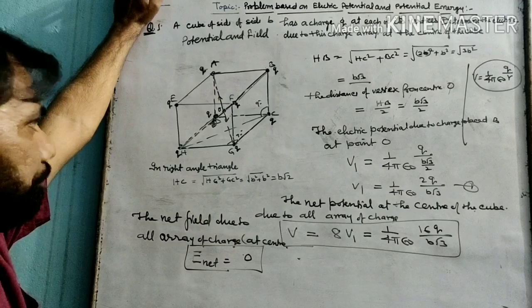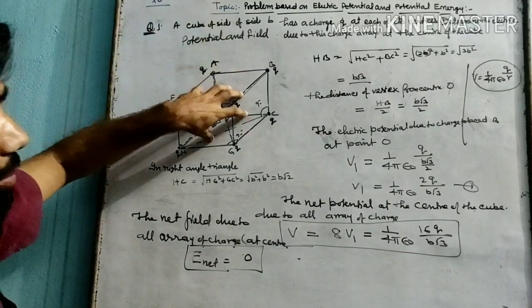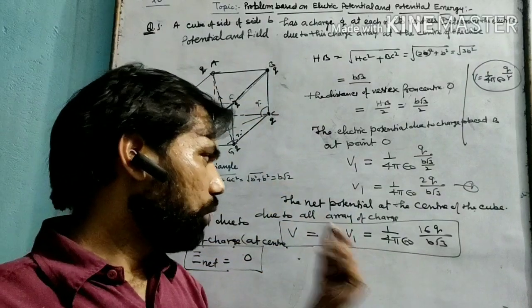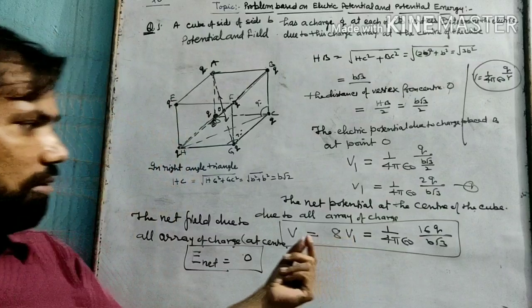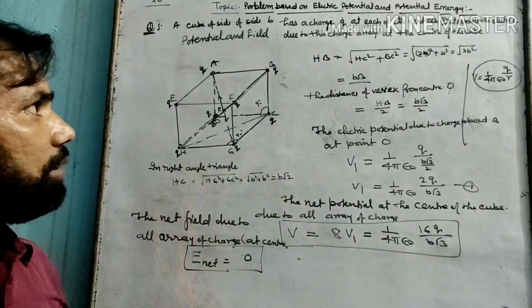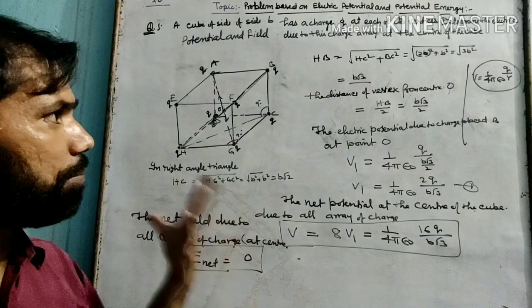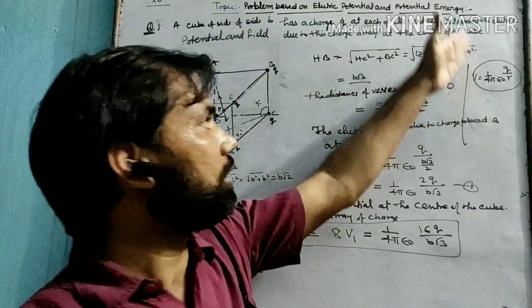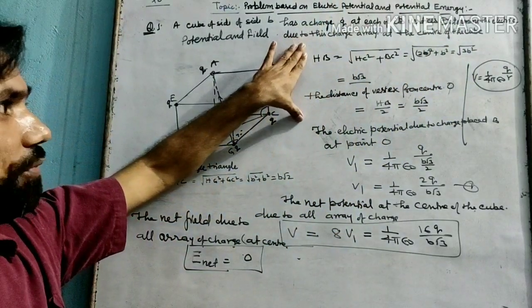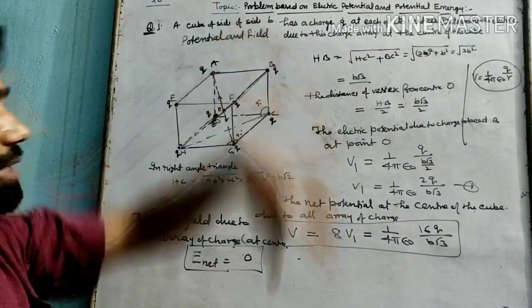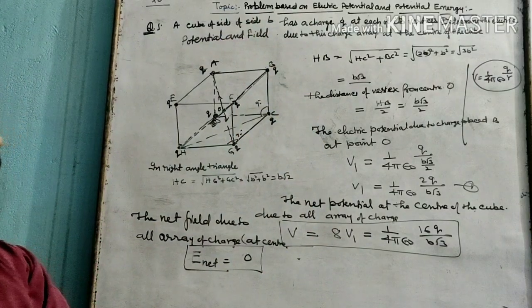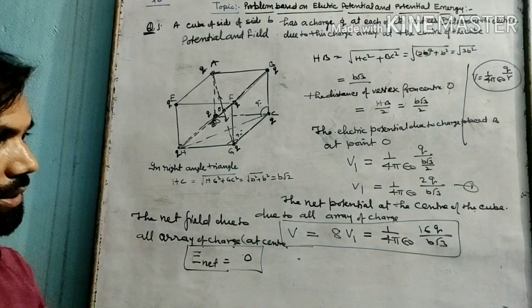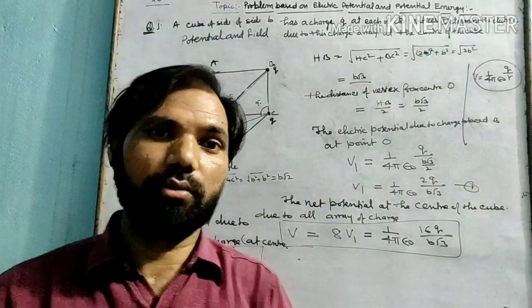So we have zero field at the center of the cube and potential 8 times the potential due to one point charge at the center. So we have solved the problem in a very simple way. This you should always remember. That's why I explained here how the distance of the center from the vertex in a cube can be calculated, and this is always side root 3 by 2. Okay, this is all about this first problem.